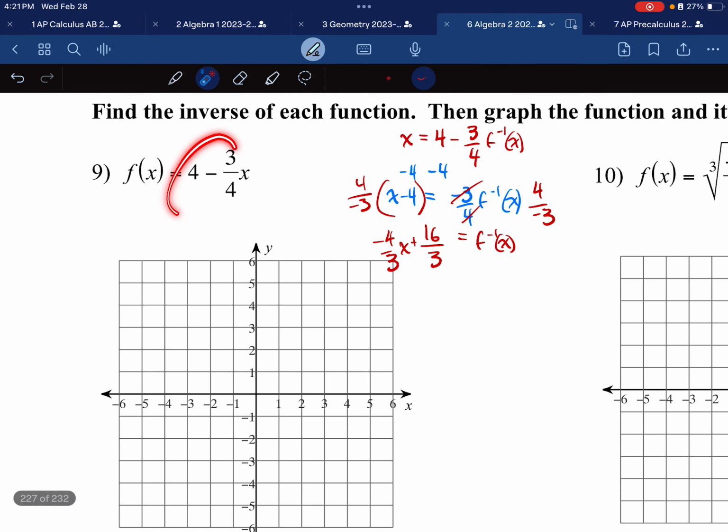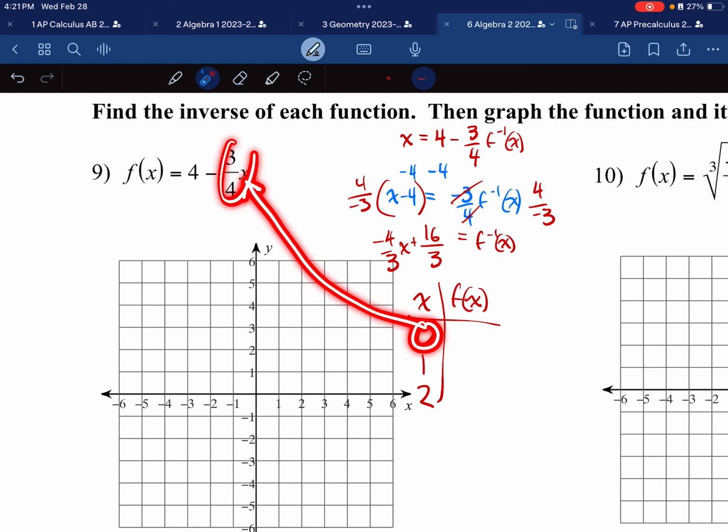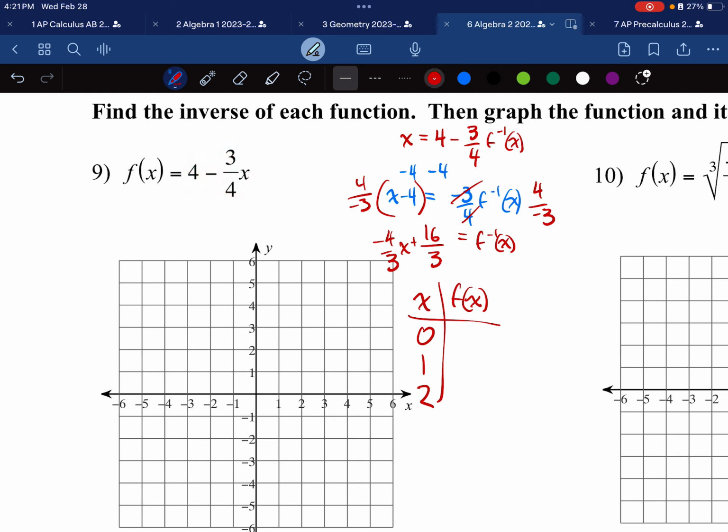Okay, so graph whichever of these functions is easiest, and then just invert that table. So I'm going to say that this one is the easiest. So I'm going to say over here, I have x and f of x. The numbers that I would like to plug in, let's plug in like 0, 1, 2, something like that. If I plug in a 0, follow me. 0 is plugged into this x. 0 times 3/4 is 0. 4 minus 0 is 4. Easy peasy. What happens if I plug in 1? 1 times negative 3/4 is negative 3/4, which is about 0.75, right? And if I do 4 minus that, I'm about 3 1/4. So that's going to be 3.25.